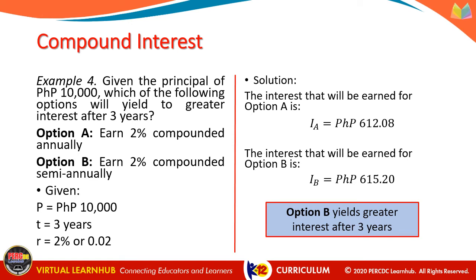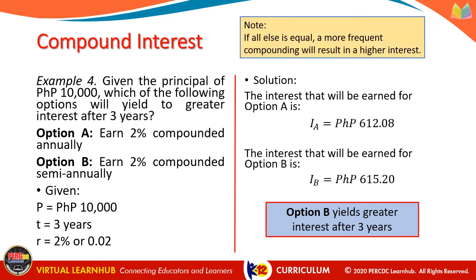Now, before we proceed to the next slide, I just want us first to take note of what we have observed in example number 4. We note that if all else is equal, a more frequent compounding will result in a higher interest. So if we will be asked in the future which will yield higher interest, is it 10% compounded quarterly or 10% compounded monthly? That would be 10% compounded monthly.